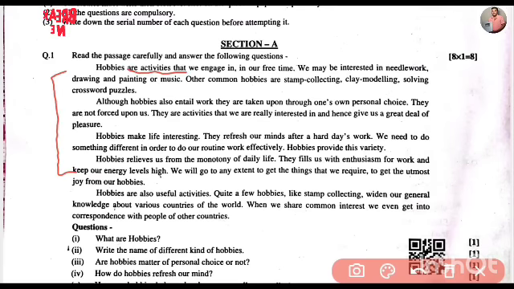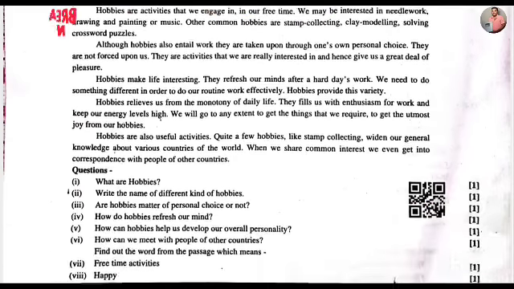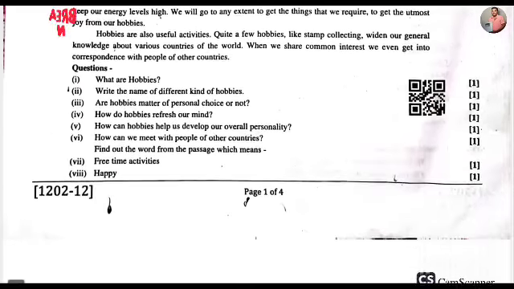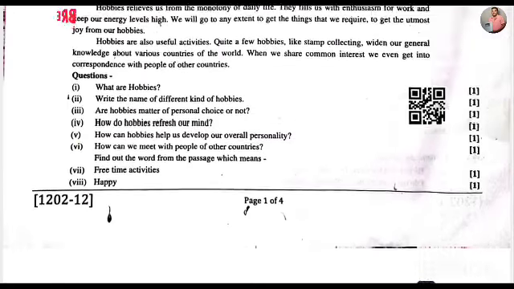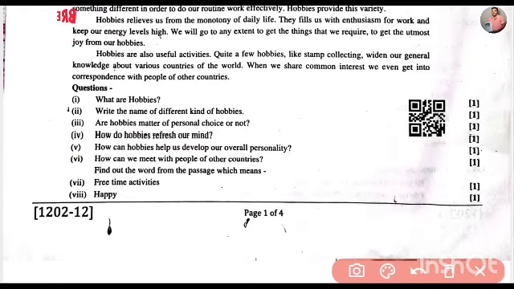You have to carefully understand that hobbies are activities that we engage in over our free time. You have to read this passage slowly and carefully first, and you can see that you've been given a total of 8 questions. The first question is, what are hobbies? You'll get the answer to that.